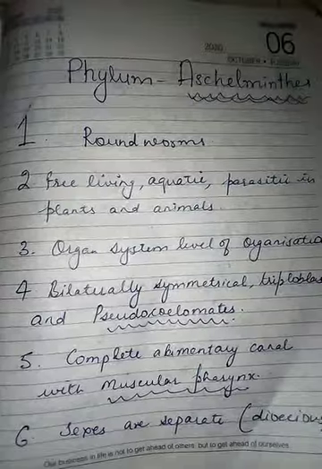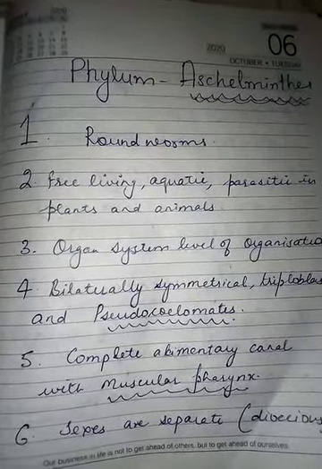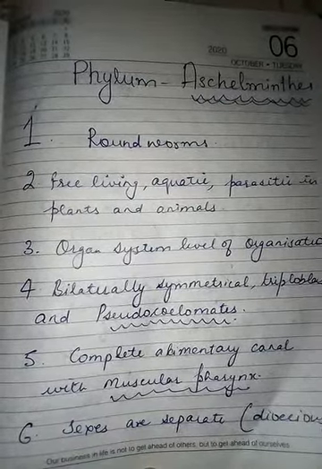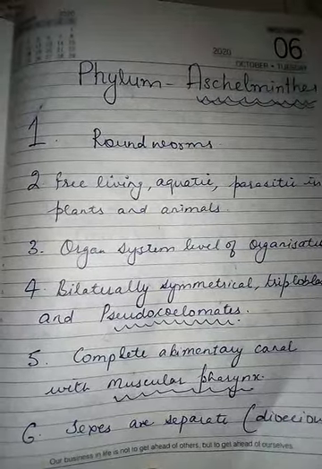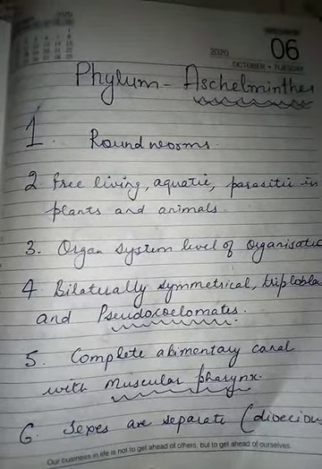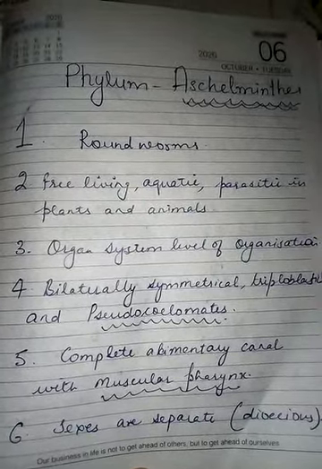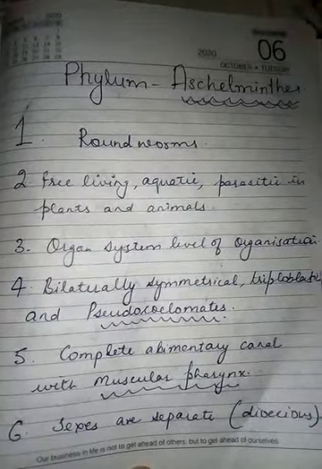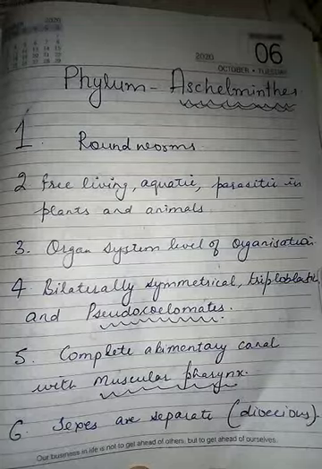We have done up to Phylum Platyhelminthes, now Phylum Aschelminthes. Roundworms are its members. Flatworms are included in Platyhelminthes, roundworms are Aschelminthes. They are free-living, aquatic, parasitic in plants and animals. The organ system level of organization is present.